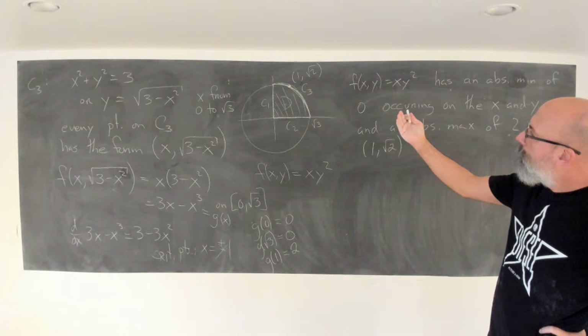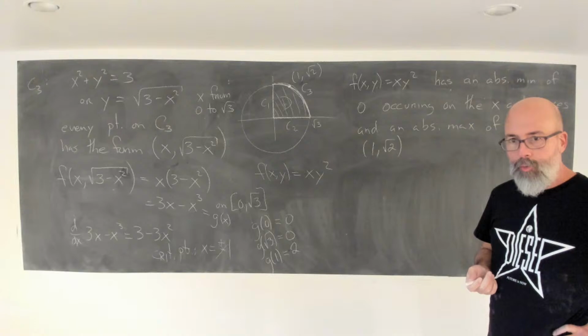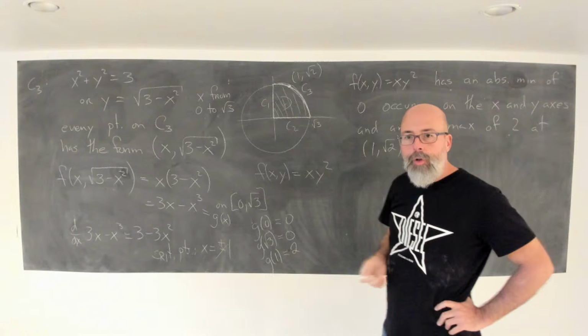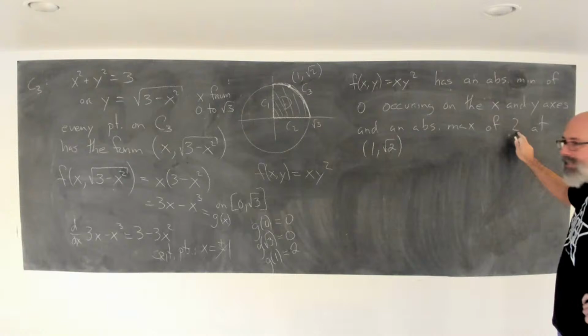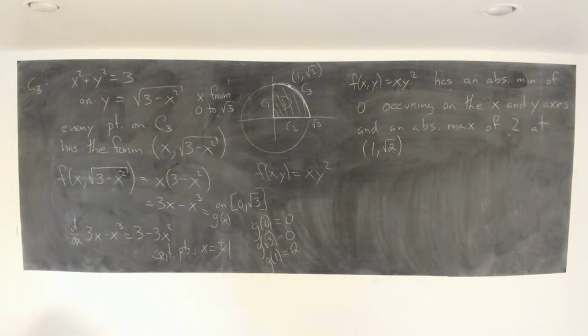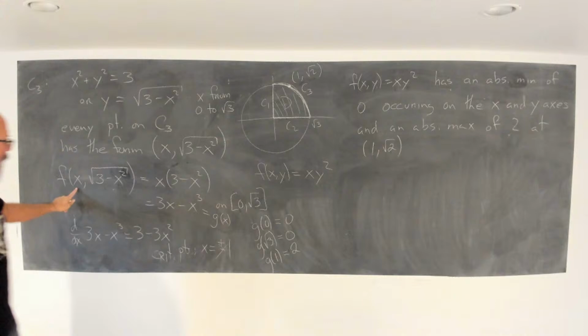Let's take a step back and realize what we're doing when we are restricting our attention to the domain. Isn't it 2 and not root 2 at the point? No. This is the x, y point, whereas this is the z value. So this point lives on C3. When x is 1, y is root 2.